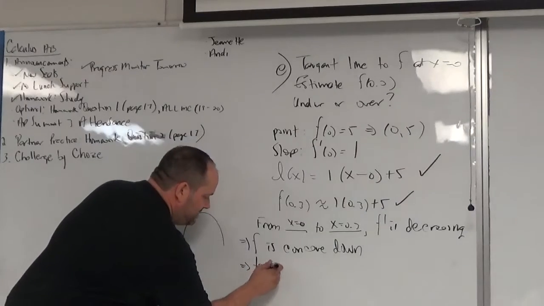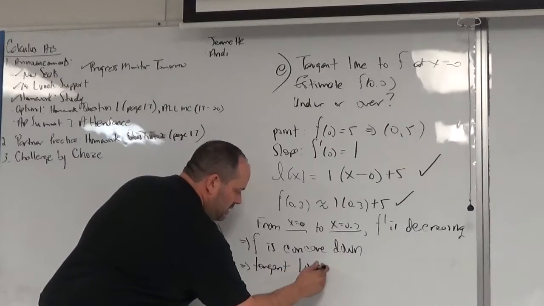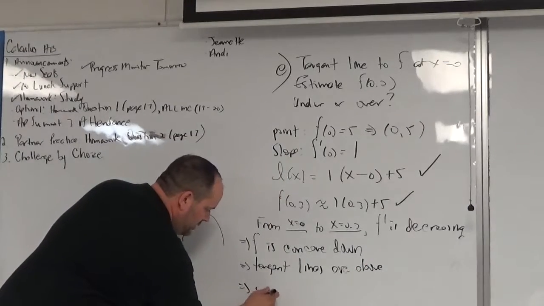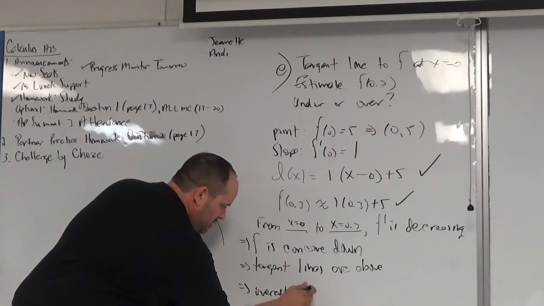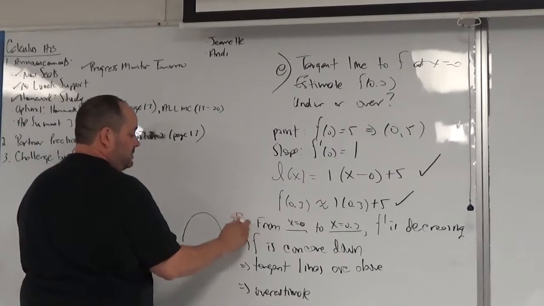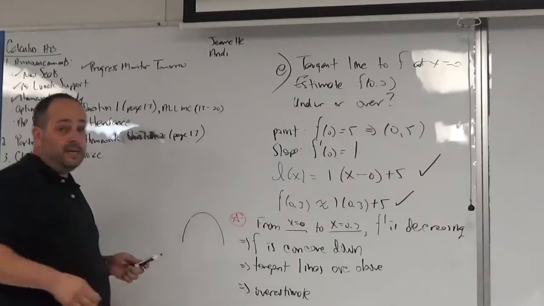Okay, so your final answer? Overestimate. Over. Tangent lines are above, which means overestimate. I would put a little star next to this. A little star, whatever that means.